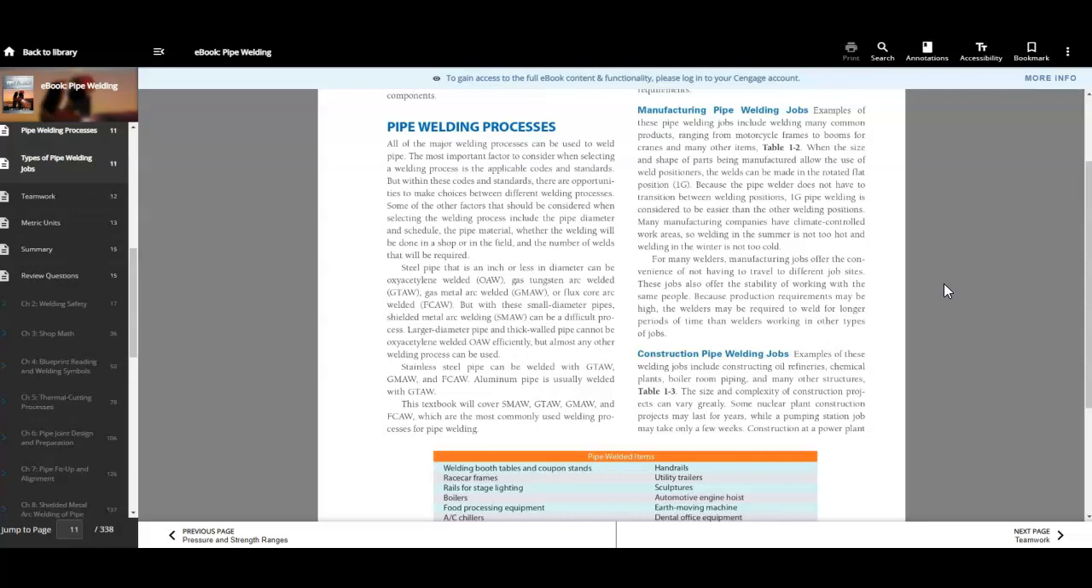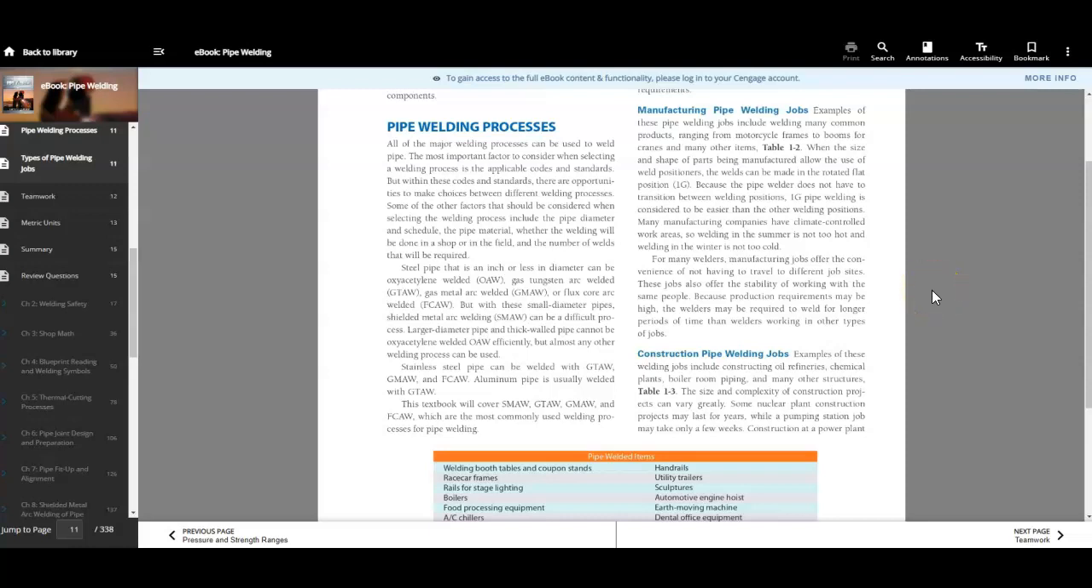Some of the other factors that should be considered when selecting the welding process include the pipe diameter and schedule, the pipe material, whether the welding will be done in the shop or in the field, and the number of welds that will be required.